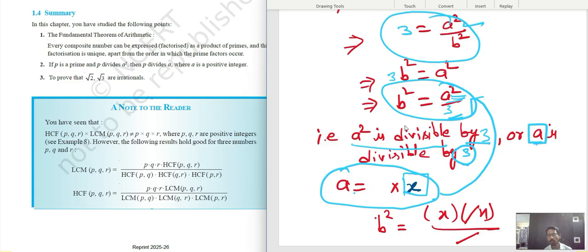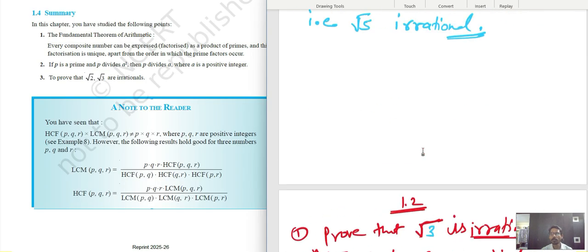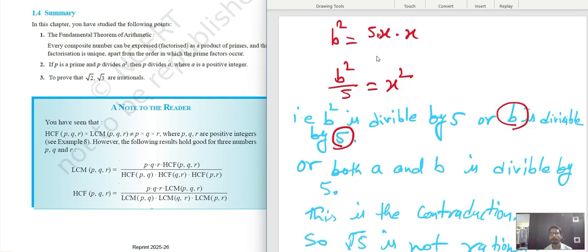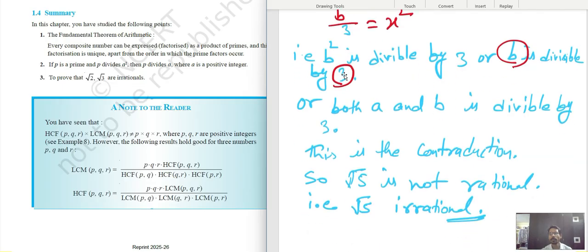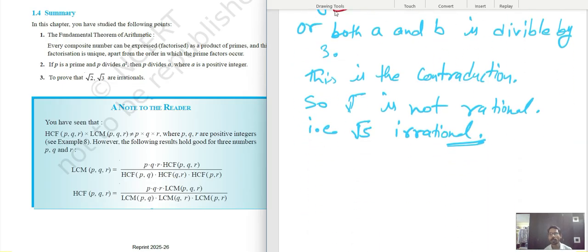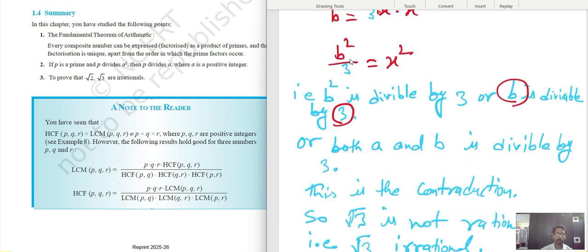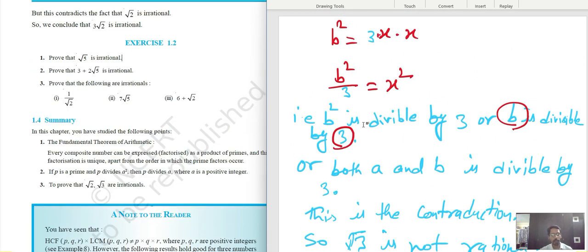Instead of 5, we have to write 3 here also, here also, here also. Here also we will replace 5 by 3, here also, and two more we have to replace by 3. Got it? That's the question. Okay, and then the others are simpler than this.